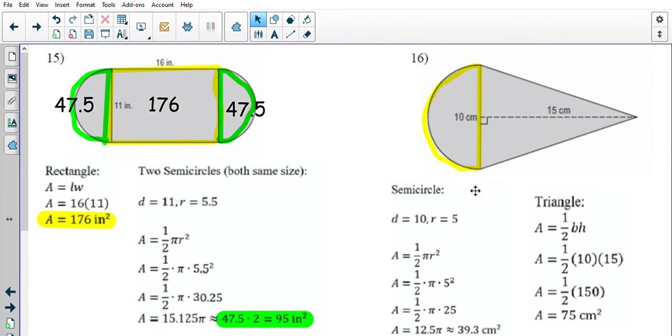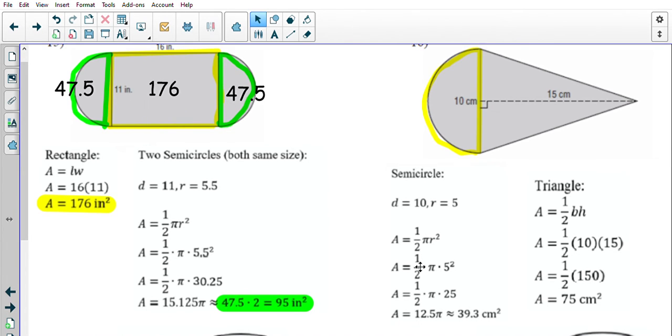It is a half circle, so we do half pi r squared. So do half times pi times 5 squared. Feel free to pause this at any time to practice plugging this into your calculator. Keep in mind if you're using 3.14 instead of pi, you might be just slightly different, which is no big deal. For that semicircle, we end up getting an area of about 39.3 centimeters squared.